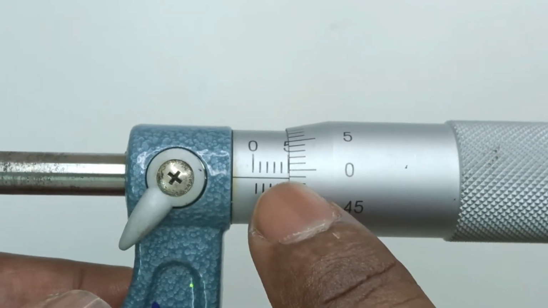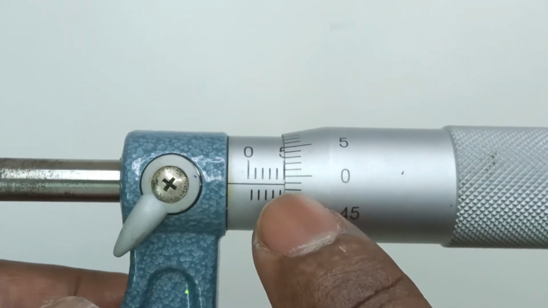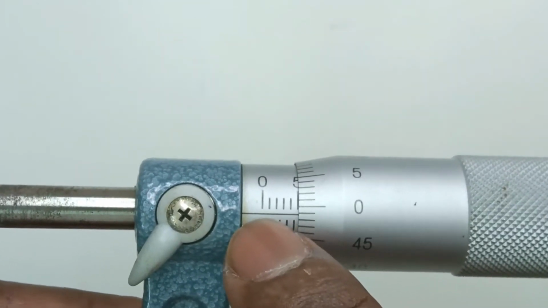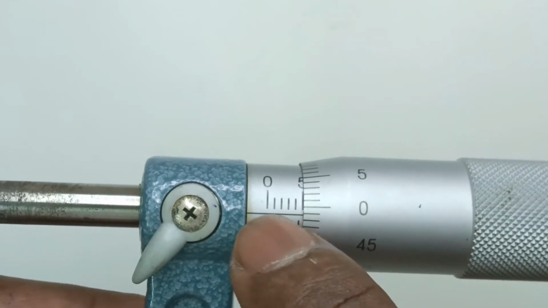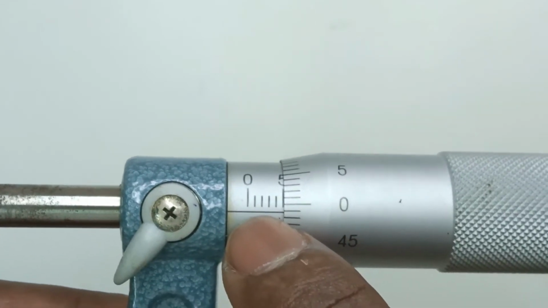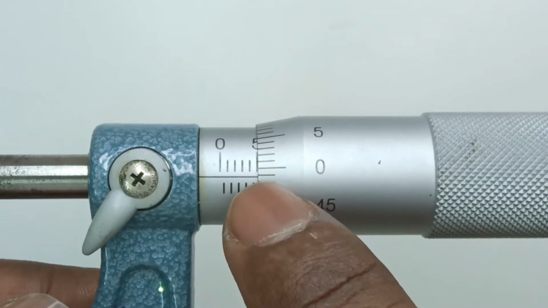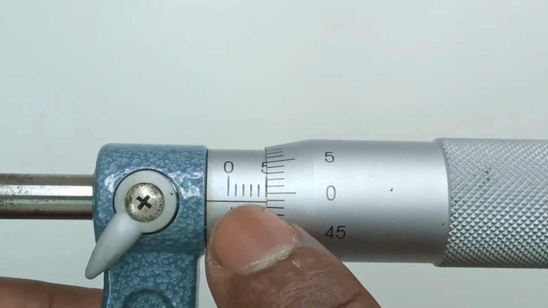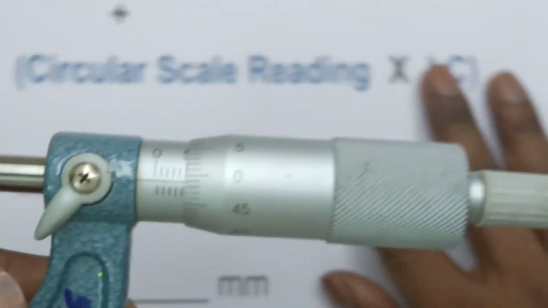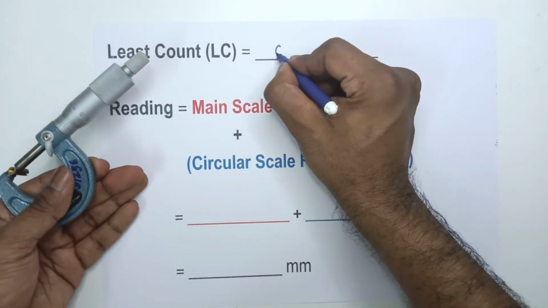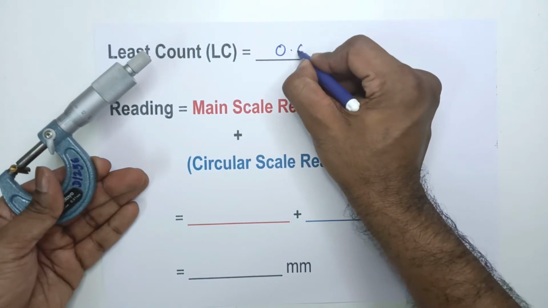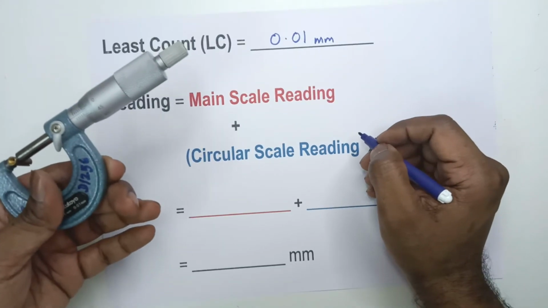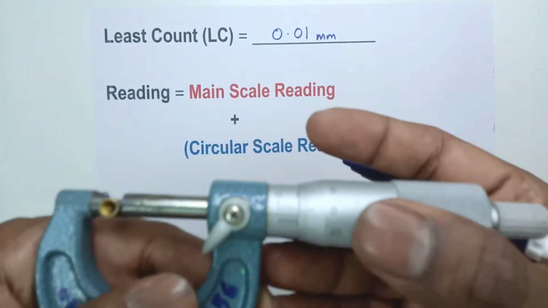So now let us see how we can write the reading of this micrometer, and which line is coinciding we should see. This line is the line of the main scale. We have to see what line on the circular scale is coinciding, and if the exact line is not coinciding, what should we do? So first of all, let us write. The least count is 0.01 mm, and the main scale reading is, as you saw, 4.5.